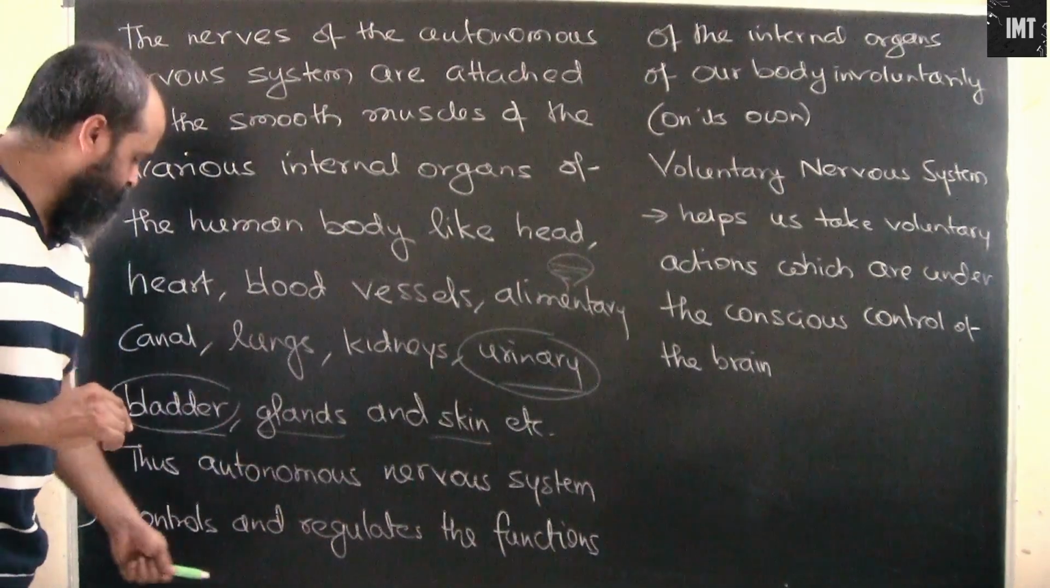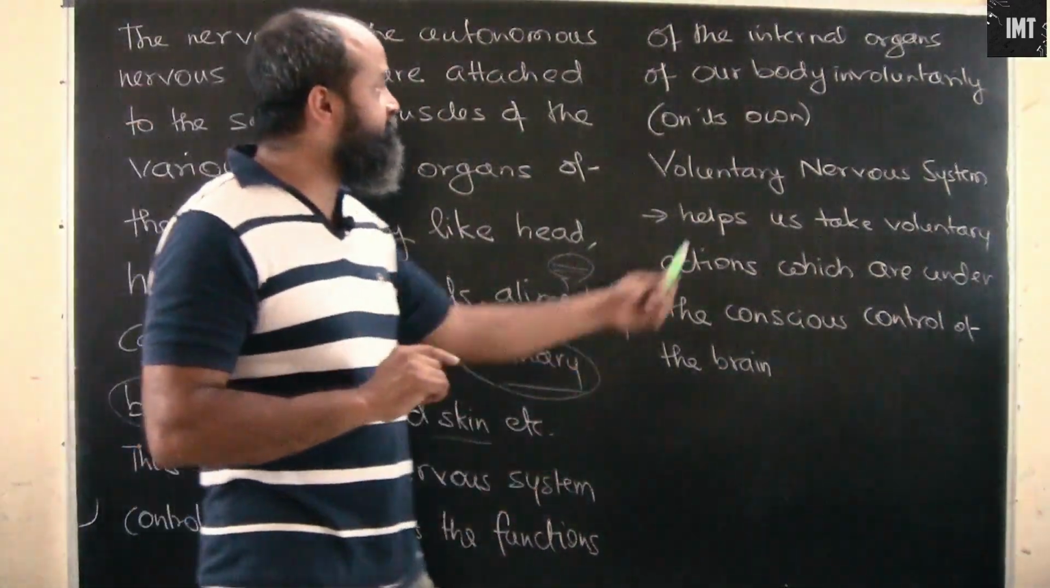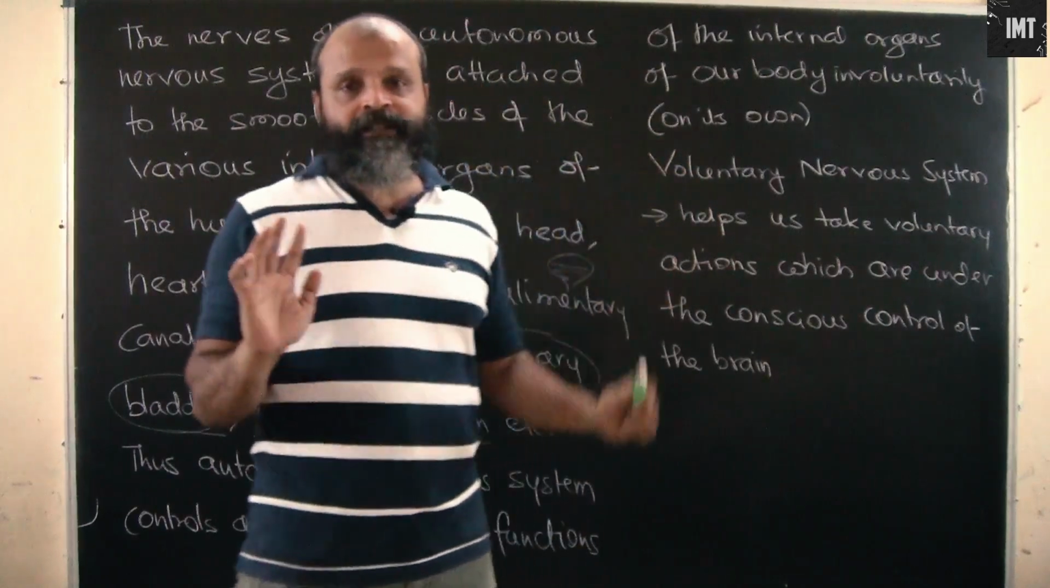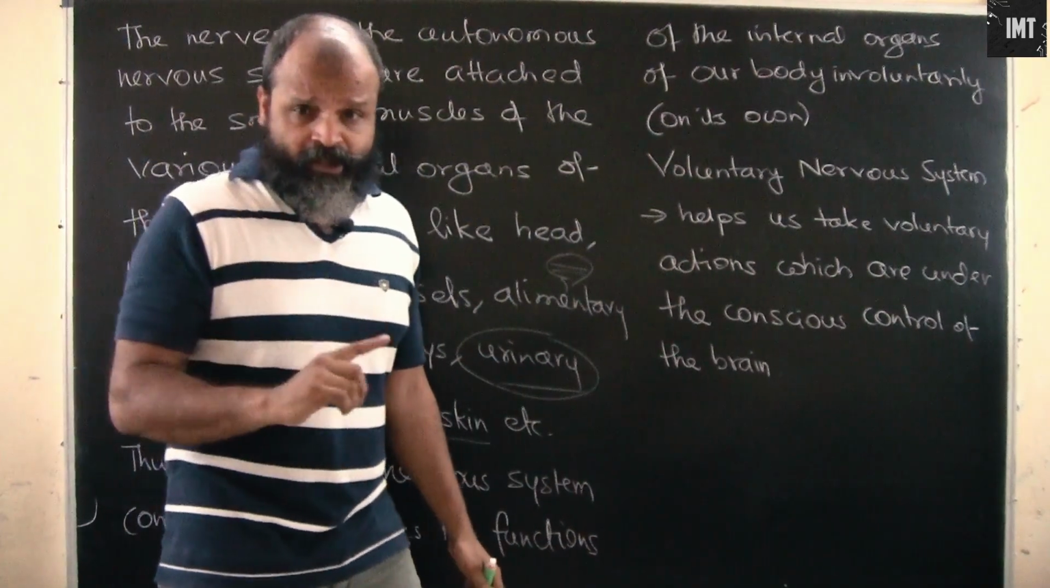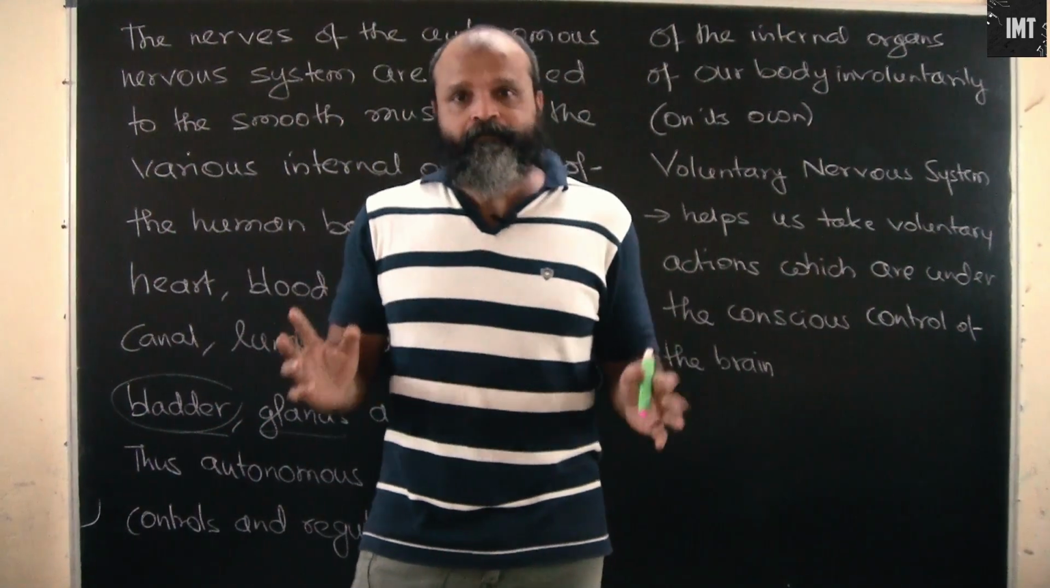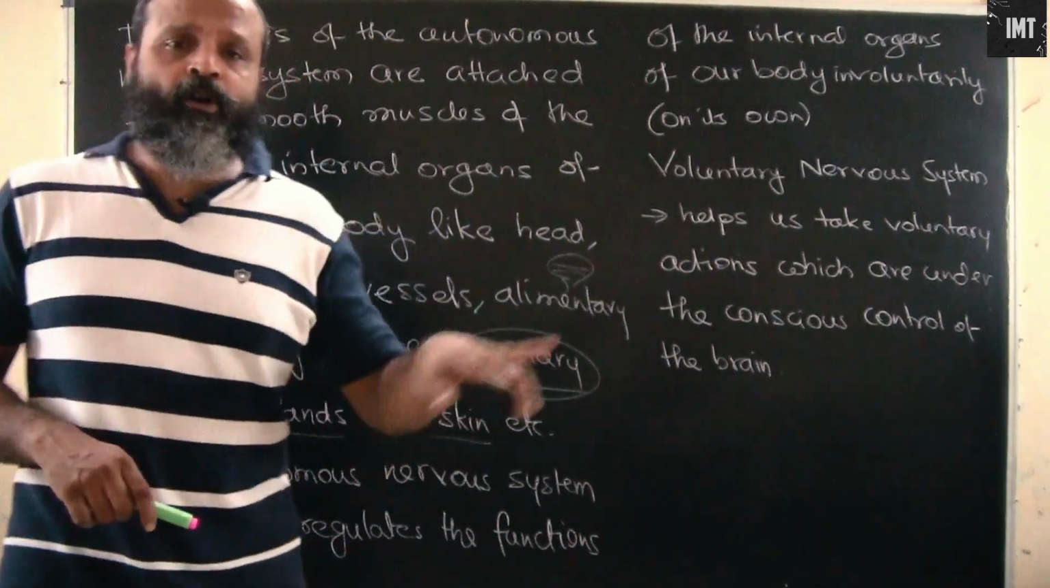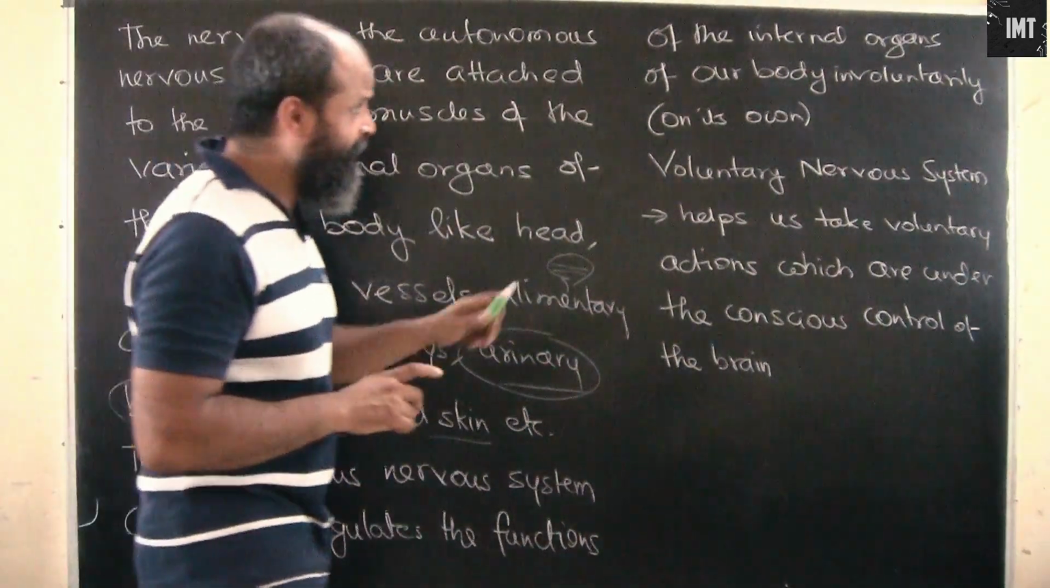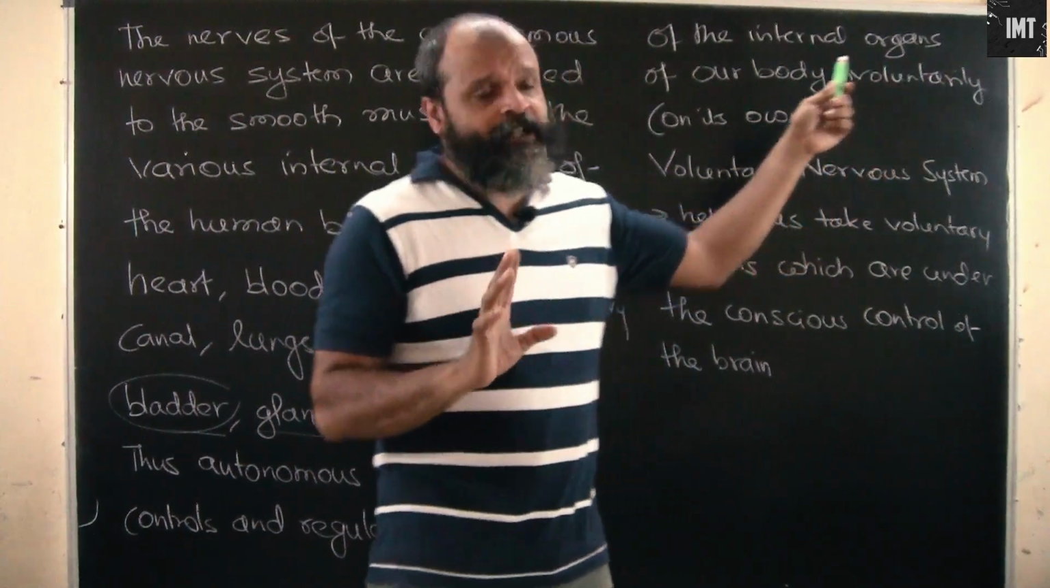So the autonomous nervous system controls and regulates the functions of the internal organs. All these internal organs, their functionality is not controlled by our direct will. They are controlled by the autonomous nervous system. Okay, and as the name suggests, it works on its own.